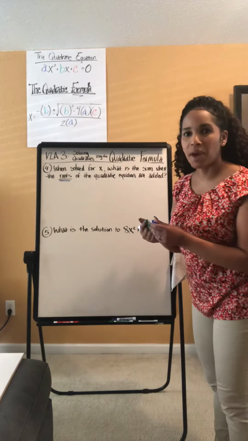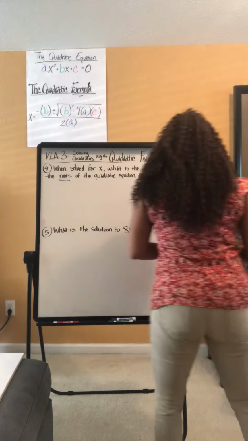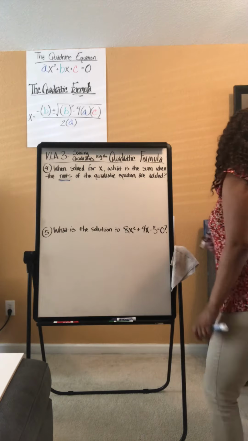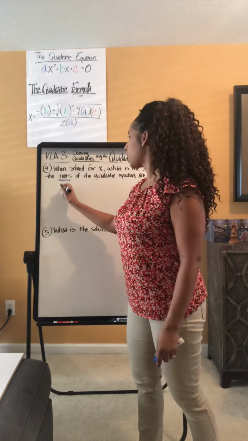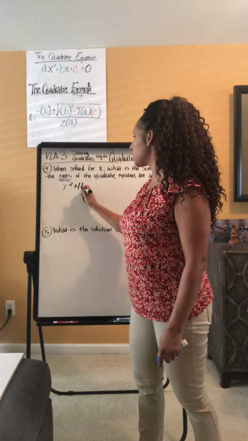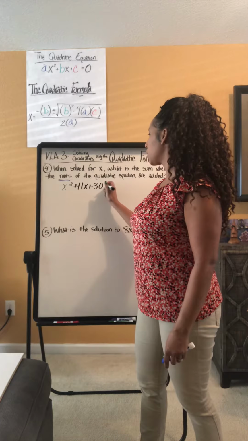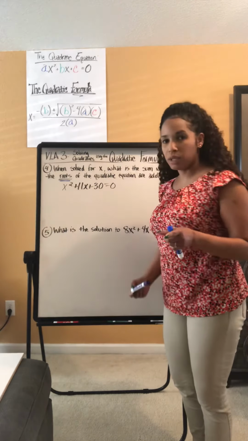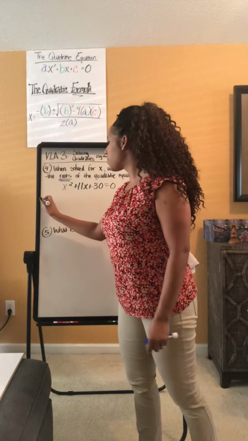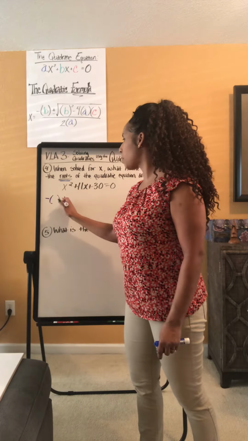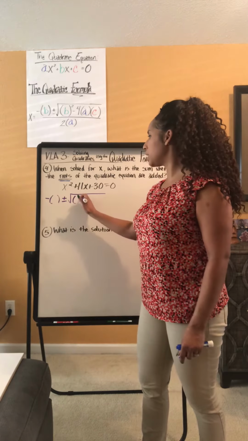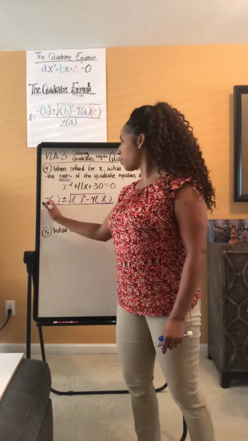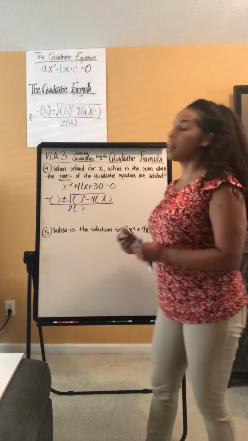Oh, I didn't even write the equation. One second, guys. So the equation we want to use is x squared plus 11x plus 30 equals 0. Okay, so if I solve this using the quadratic formula, I'm going to have my negative blank plus or minus the square root of blank squared minus 4 blankety blank all over 2 blank. And then I will fill in the blanks.